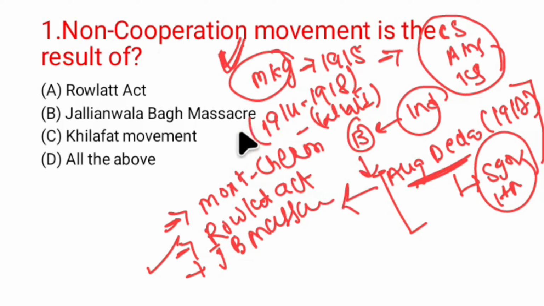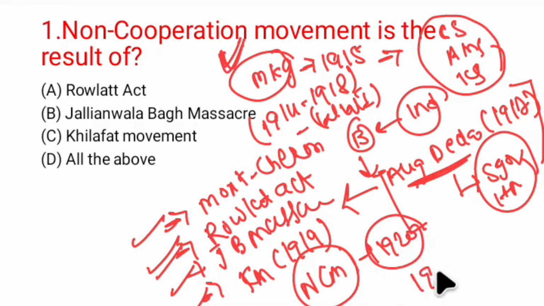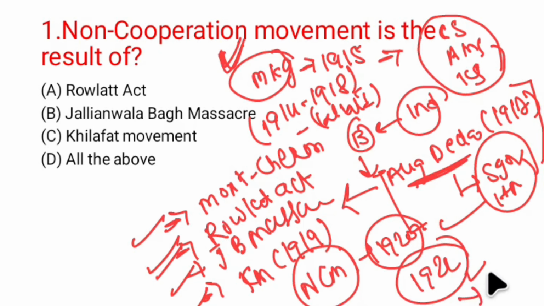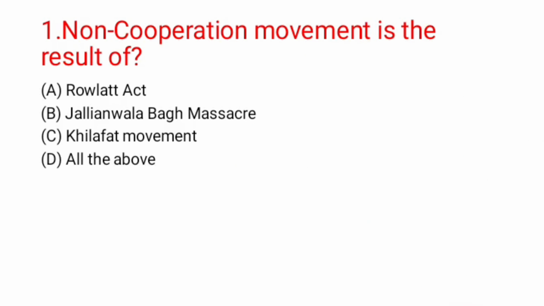and the defeat of Turkey in World War I led to the initiation of the Khilafat movement in the year 1919. So because of all these circumstances, the prominent leader Mahatma Gandhiji initiated the non-cooperation movement in the year 1920, and this ended in the year 1922. Then Gandhiji was sentenced to jail for 2 years, and he was released in the year 1924 because of health reasons.